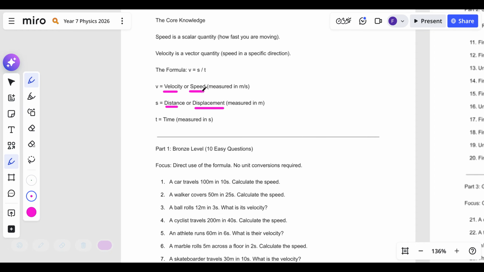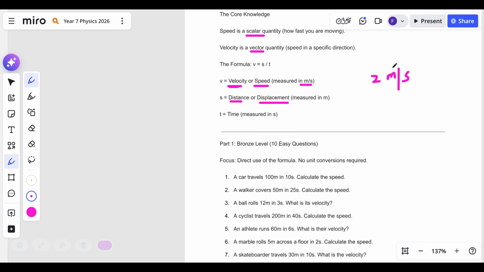Speed is how fast you are going. It is what we call a scalar quantity. So, for example, in physics, we measure everything in meters per second. So speed would be, let's say, 2 meters per second. The problem is, I don't know which way you're going. I just know you're moving at 2 meters per second. It does not include direction. Now, velocity is a vector, and we've done that. It means it's how fast you are going, and I know the direction.